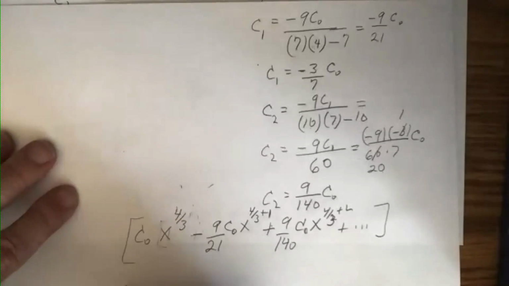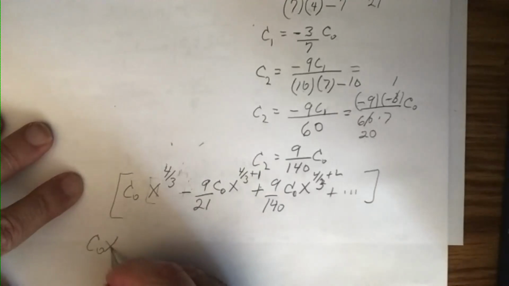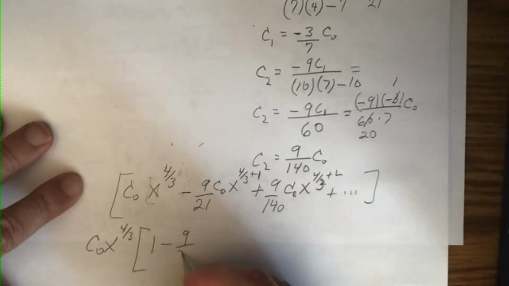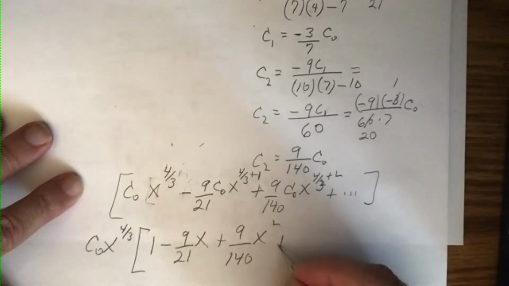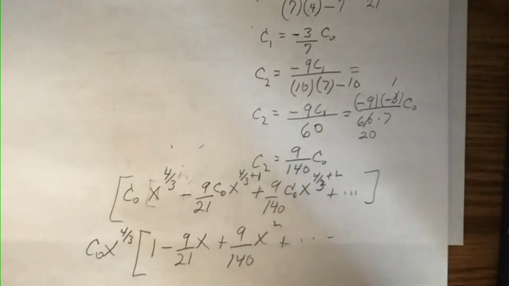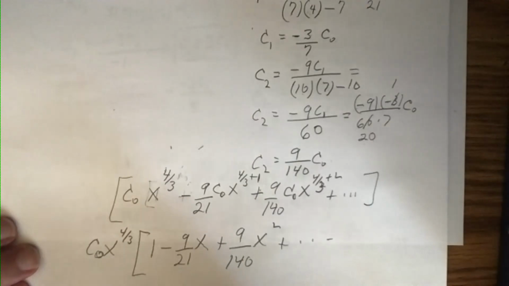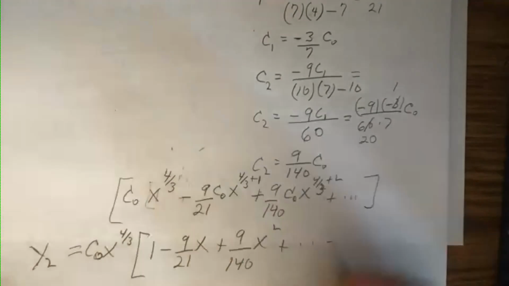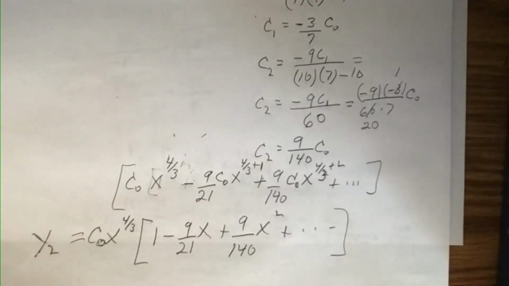Now, you see, I can factor out the C0 now. I can write it like this. It's higher order terms. All right. So this is Y2, right? That's Y2, in terms of the constant C0. Now let me write the whole thing out.